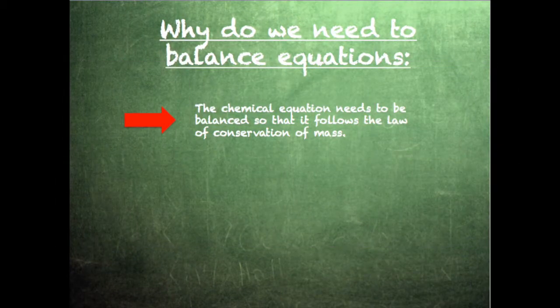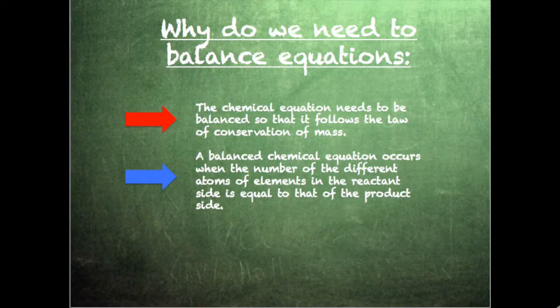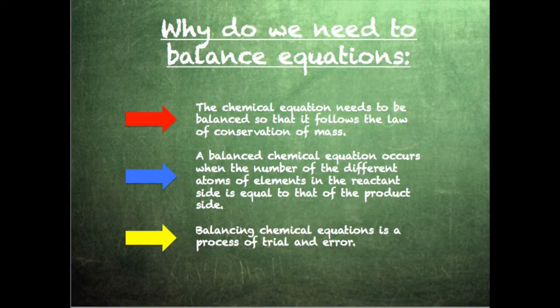The chemical equation needs to be balanced so that it follows the law of conservation of mass. A balanced chemical equation occurs when the number of the different atoms of elements on the reactant side is equal to that of the product side. Balancing chemical equations is a process of trial and error.